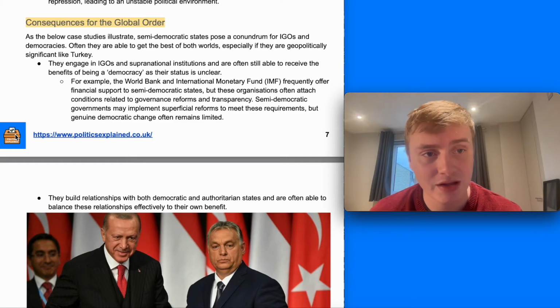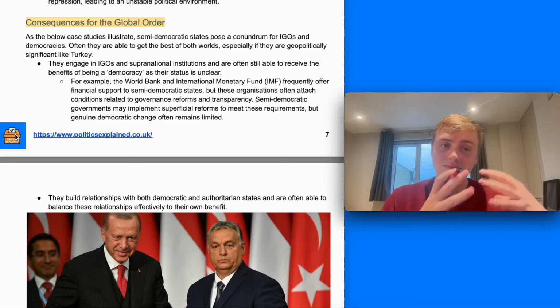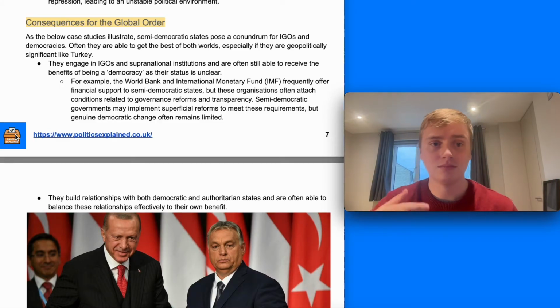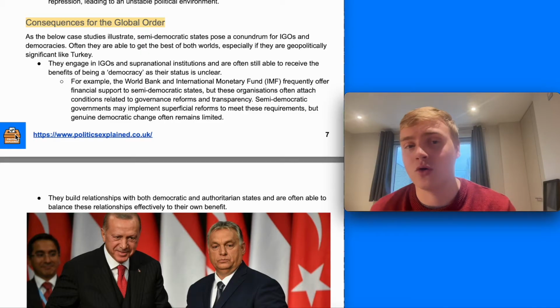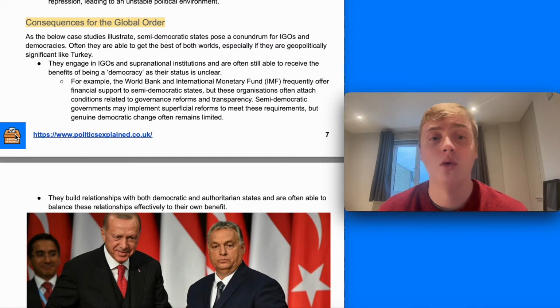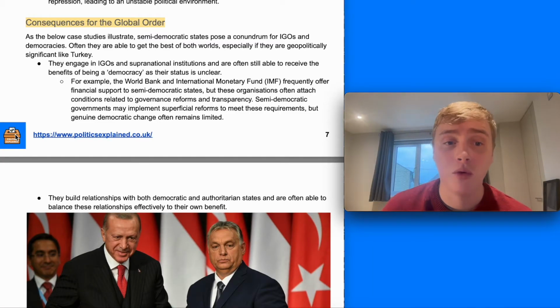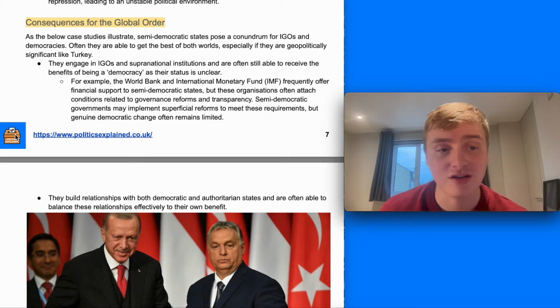and democracies, as they're often able to get the best of both worlds, especially if they're geopolitically significant, like Turkey. So they engage in IGOs and supranational institutions such as the European Union, and are often still able to receive some benefits of being a democracy, as the state is unclear and they still claim to be democracies. For example, the World Bank and IMF frequently offer financial support for semi-democratic states, but these organisations often attach conditions related to governance reforms and transparency.